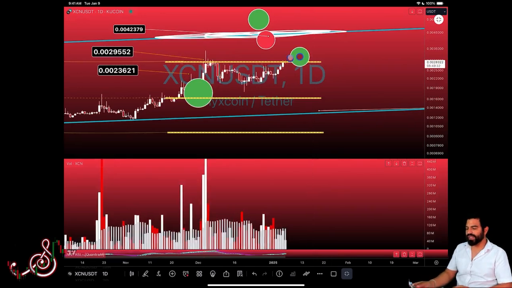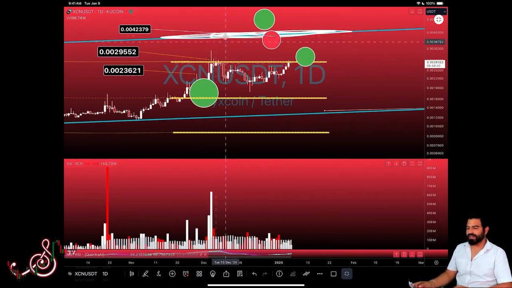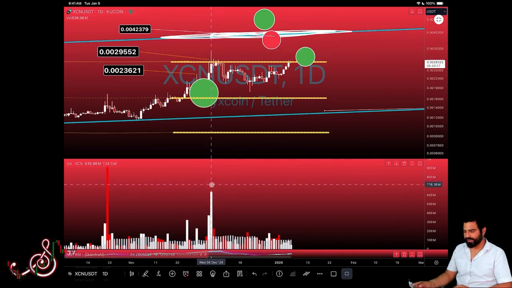I see really high volume on where? On the top area here. On this day of December 4th.